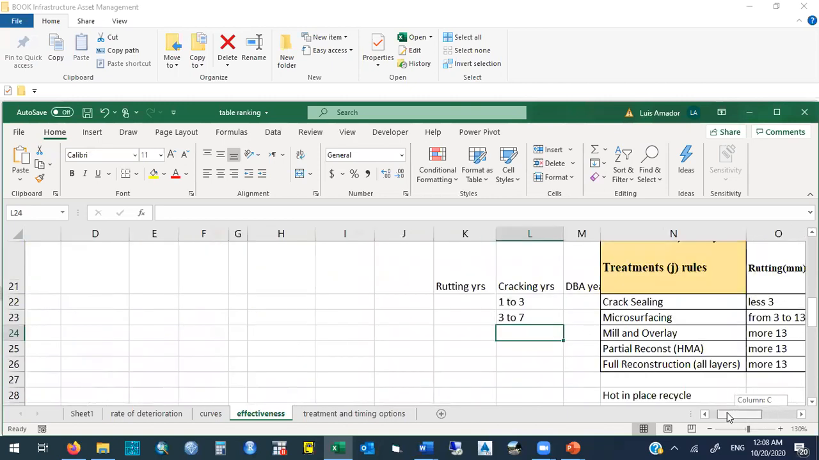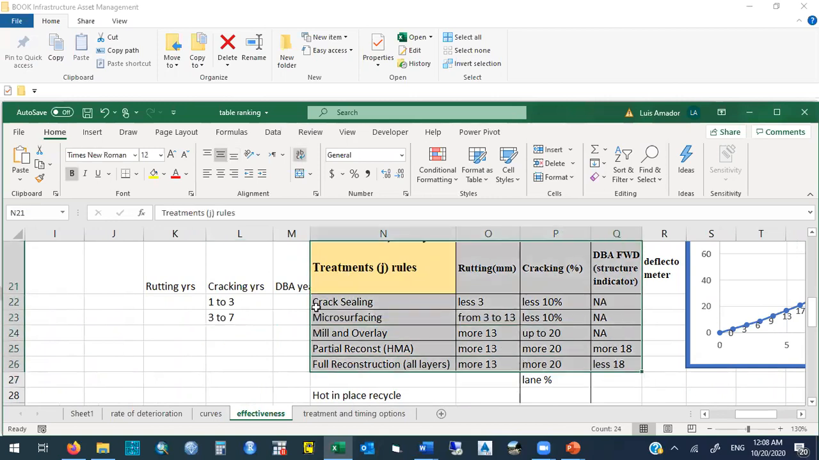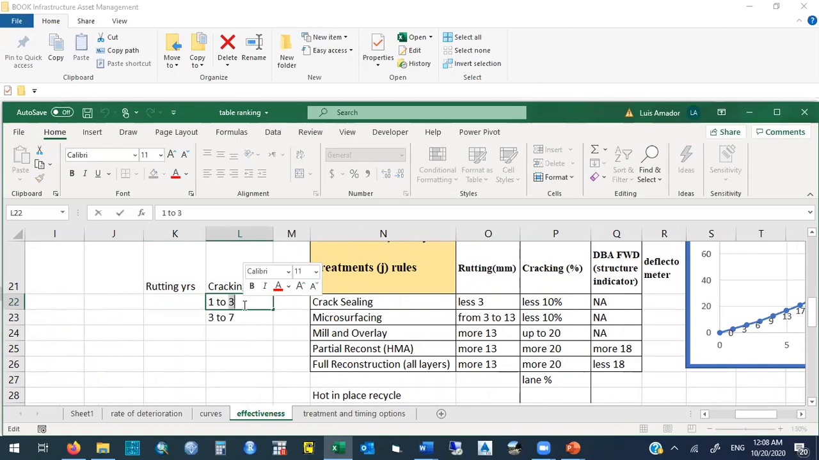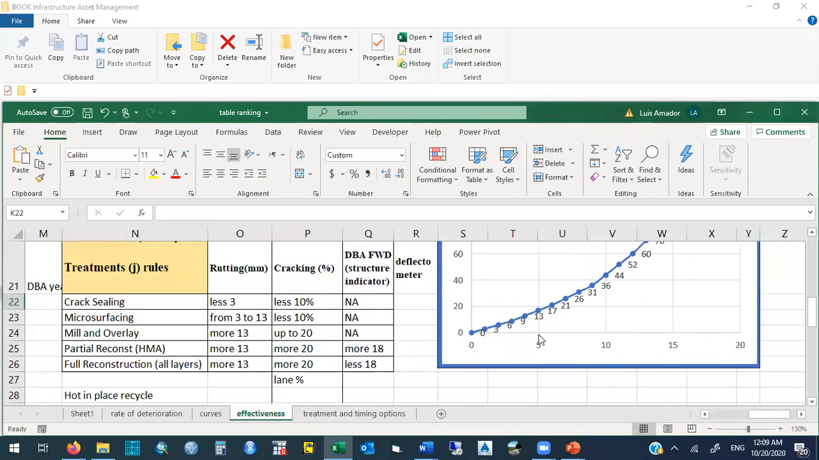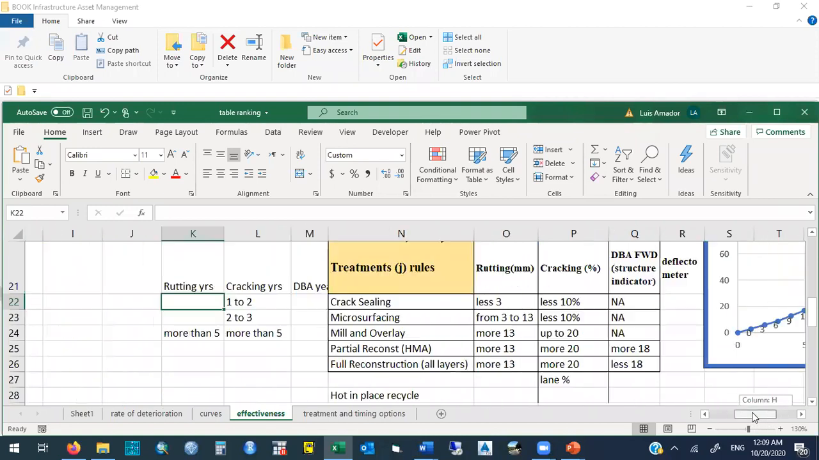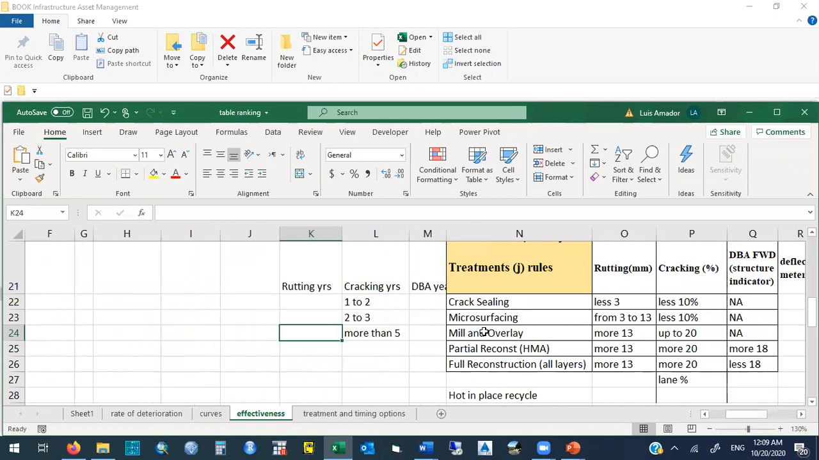I need to know what is the treatment effectiveness, which I closed the Excel. Sorry guys, I closed the Excel. And I need to know what is the timing for the treatments in terms of years. So for that example we saw before, is even more strict than this. You realize that by year 5, I already reached almost my 20%, right? So my 20% is here. Up to 20, right? So that's my cracking, and in rutting, my 13 millimeters is 4.5.